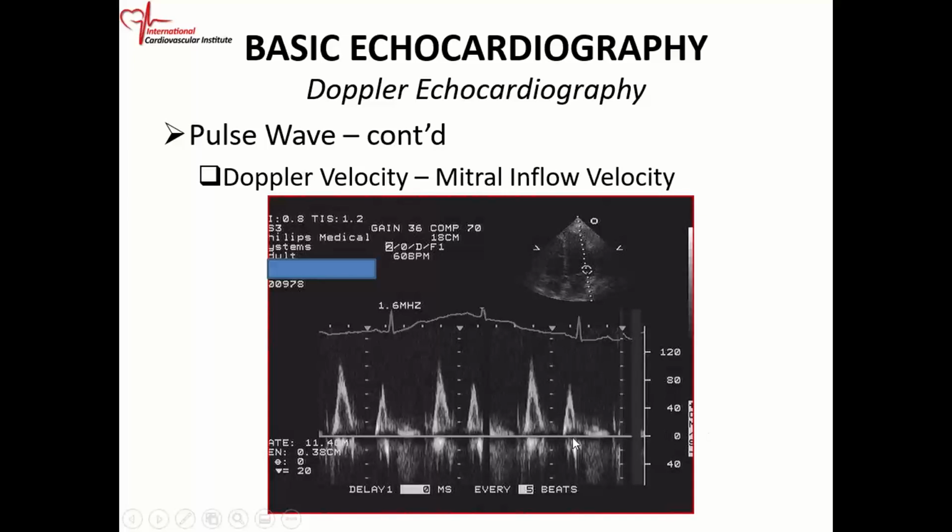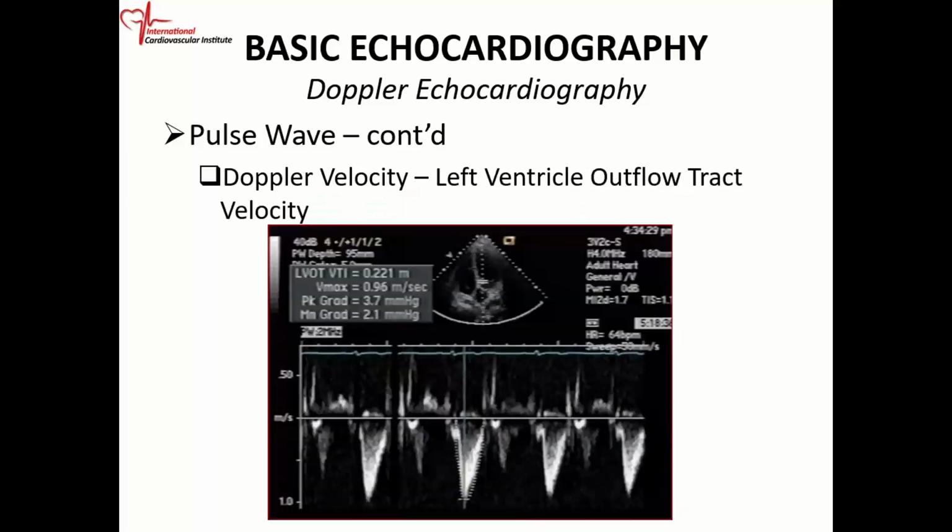It's above the baseline because the flow is from the left atrium across the mitral valve into the left ventricle. So the flow is going towards your transducer. That is why it's above the baseline. Your E velocity and your A velocity, these are diastolic flows. You have to use pulse wave Doppler. Pulse wave Doppler has a limitation. It can only measure velocity up to about 1.52 meters per second.